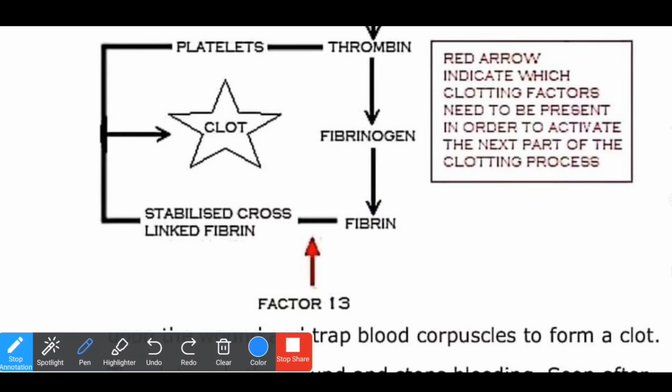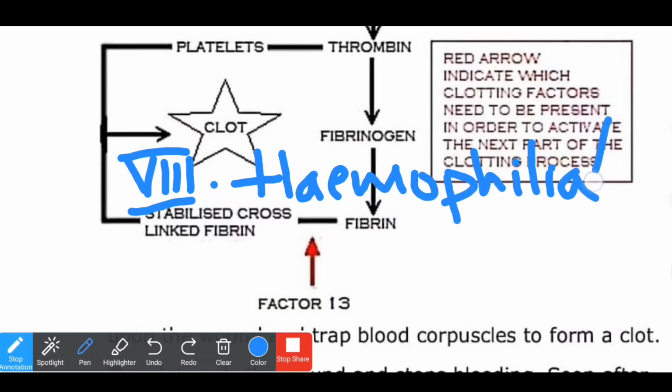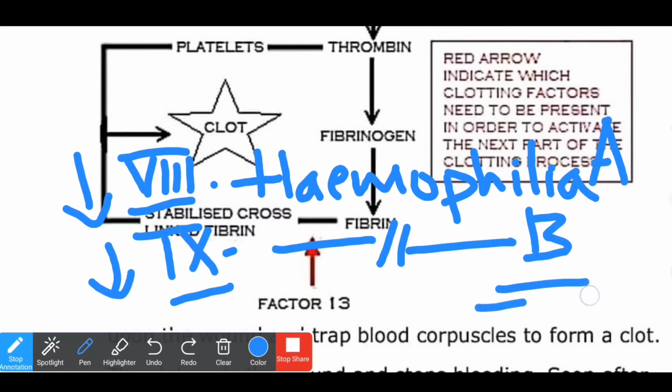Now, in case of the absence of factor number 8, there is a condition which develops, an inherited disease, hemophilia A. In case of the absence of factor number 9, there will be a condition called hemophilia B. So please deal with the case.